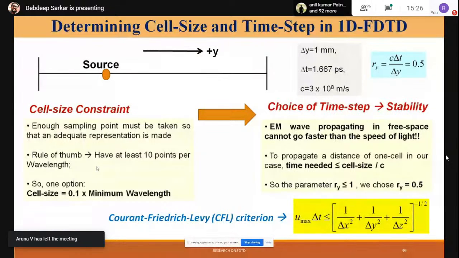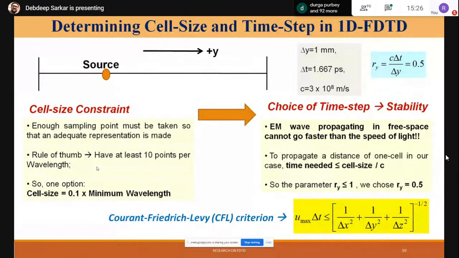Another important thing is the time step. Of course, after cell size, we need to go into the time step. We are operating in a numerical domain, on a computer, but we have to keep in mind that this EM wave propagating in free space, in this case we chose free space, cannot go faster than the speed of light.